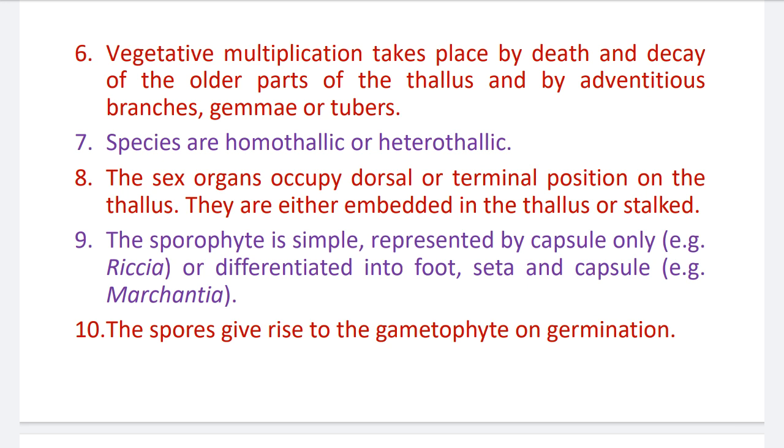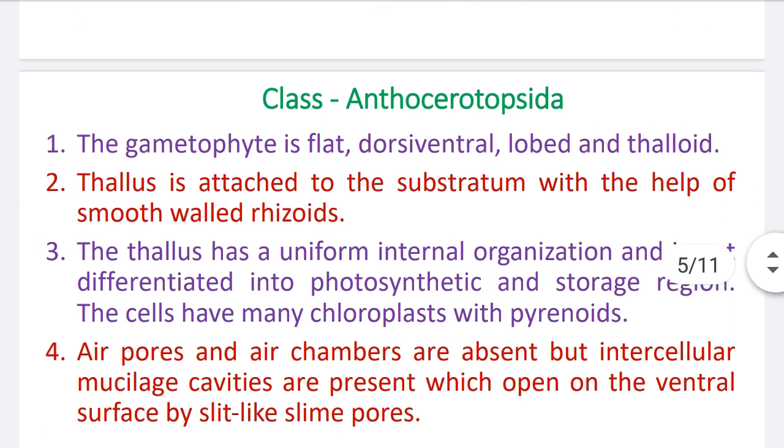Number 10 and last, the spores give rise to the gametophyte on germination. When spores are released from the capsule or from the sporangium, they can germinate and they can produce a new individual plant body, which is the gametophytic plant body in Hepaticopsida.